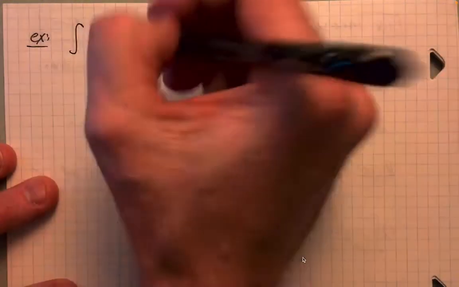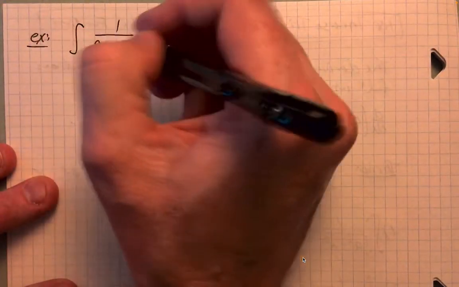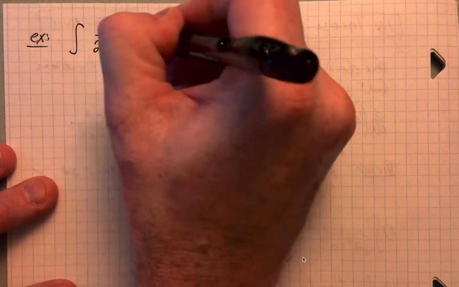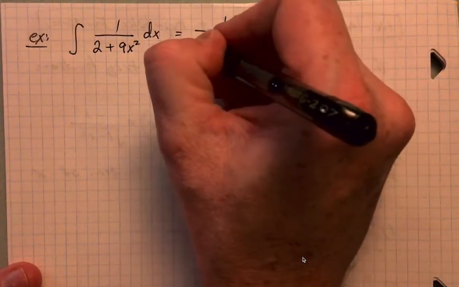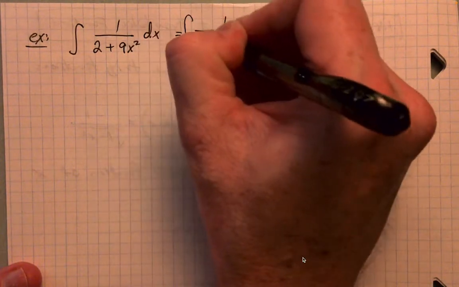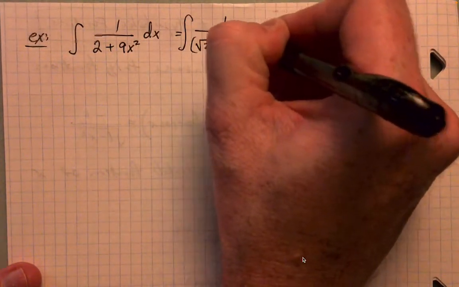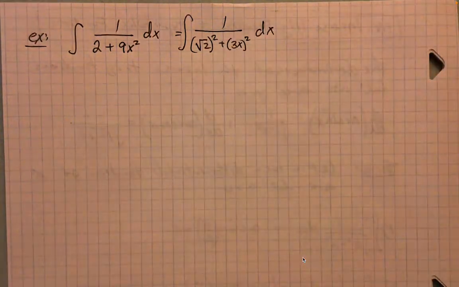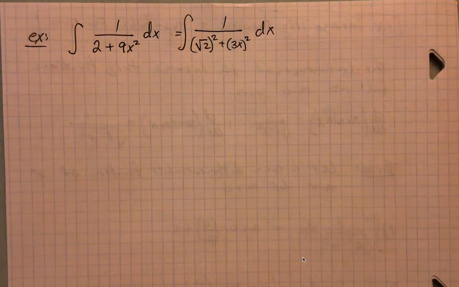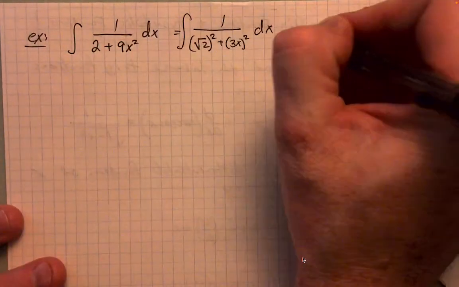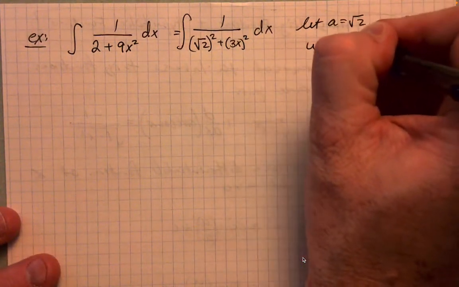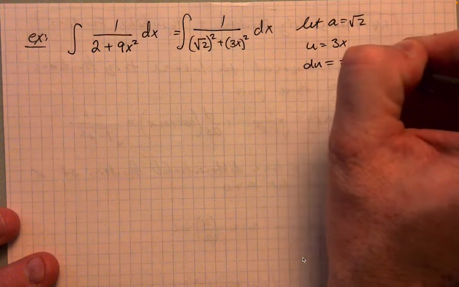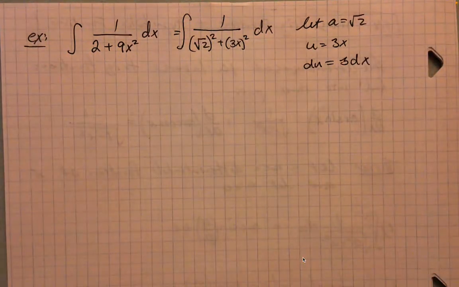So let's do some more examples here. What about the integral of 1 divided by 2 plus 9x squared? Something like that. Well, you can see that this is 1 over the square root of 2 squared plus 3x squared. Just by looking at that, you can see you've got an a squared and a u squared. So if I let a equal the square root of 2, a positive real number, no problem, and u equal 3x, then du is equal to 3 dx.